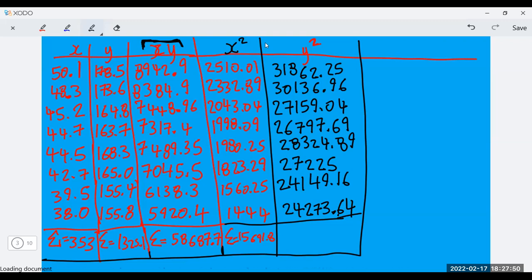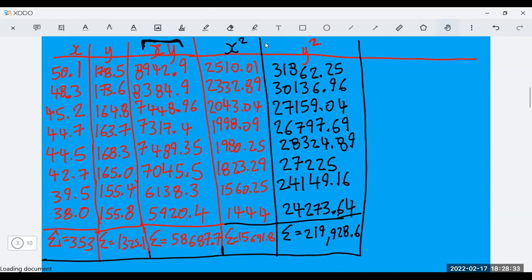Now, in that case, we can add them up. 31862.25 plus 30136.96 plus 27159.04 plus 26797.69 plus 28324.89 plus 27225 plus 24149.16 plus 24273.64. Adding that up, we get the sum is 219,928.6. Ooh, now we can do our calculation.